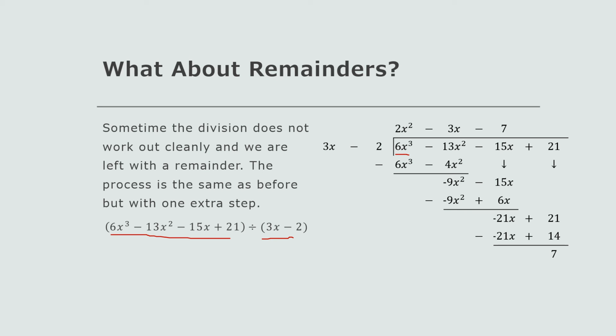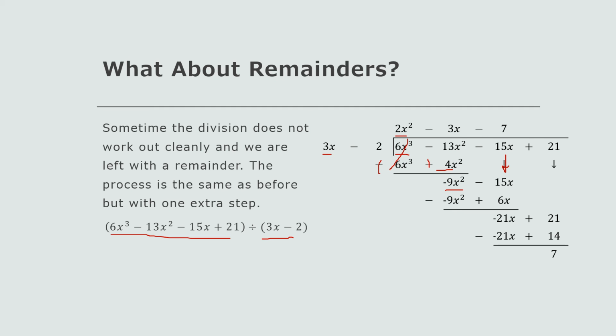Starting off with the first variable in the dividend, what do I need to multiply 3x by to give me 6x cubed? The answer would be 2x squared. 2x squared times 3x gives me 6x cubed. Then I also have to multiply by the negative 2. 2x squared times negative 2 gives me negative 4x squared. So these will cancel, but notice this is negative 13x squared minus negative 4x squared. That actually turns to plus positive 4x squared, which gives me negative 9x squared here. Then I bring down the negative 15x, and I do it again.